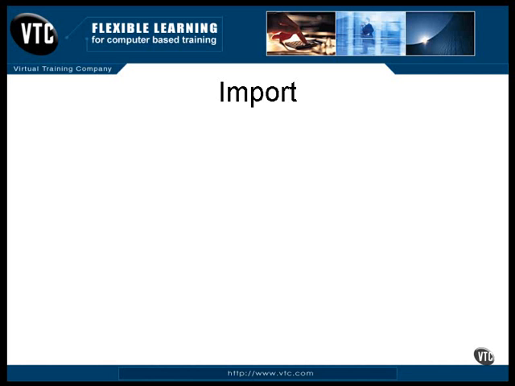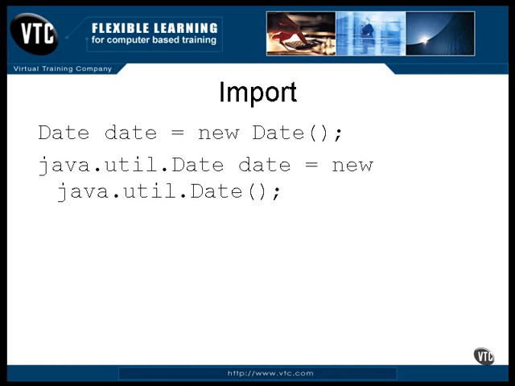For example, say you have this line of code in your program, but nowhere in your program or in the local directory do you have a definition for the class named date. That means that this line won't compile. Now, there are two things you can do to fix this. You could just use the full name of the class every time you refer to it, like this.